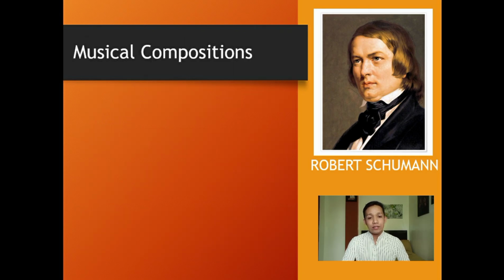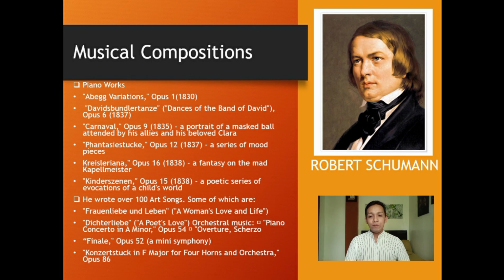Let us proceed to his musical compositions. His piano works were Abegg Variations, Opus 1 in the year 1830, and Davidsbündlertänze, or Dances of the League of David, Opus 6 in 1837. We also have Carnaval, Opus 9 in 1835, and this is actually a portrait of a masked ball attended by his allies and his beloved Clara. We also have Fantasiestücke, Opus 12, 1837, a series of mood pieces.